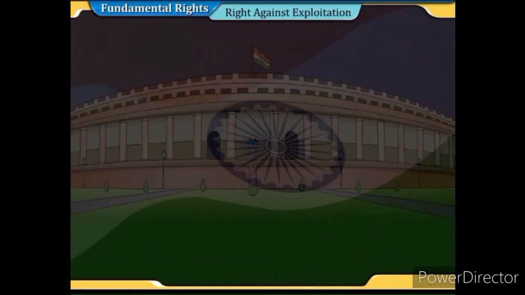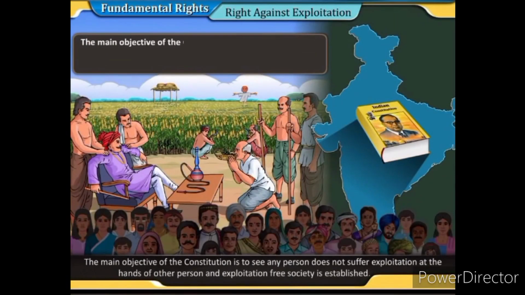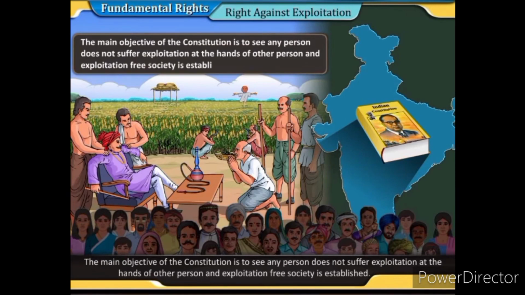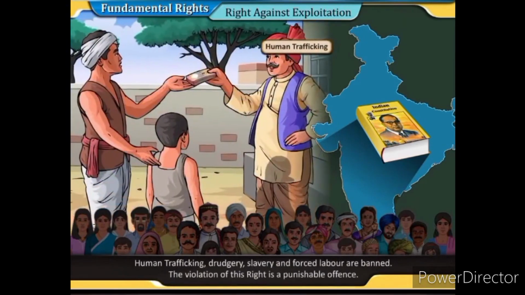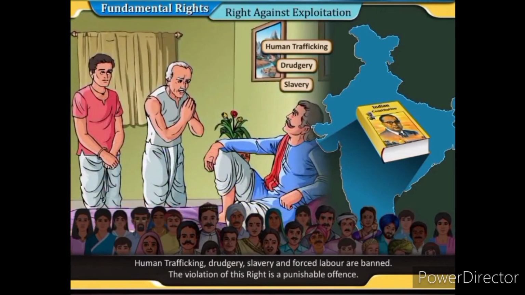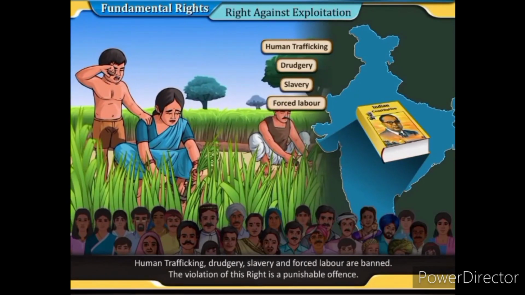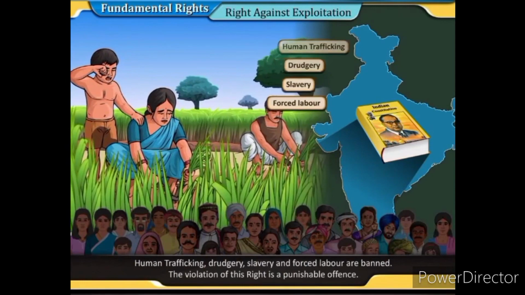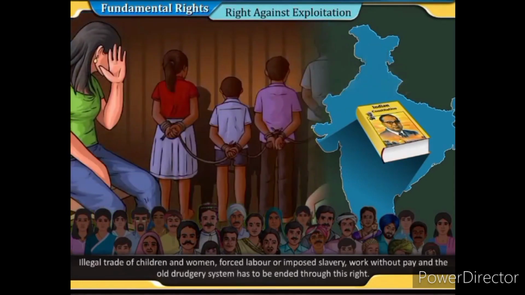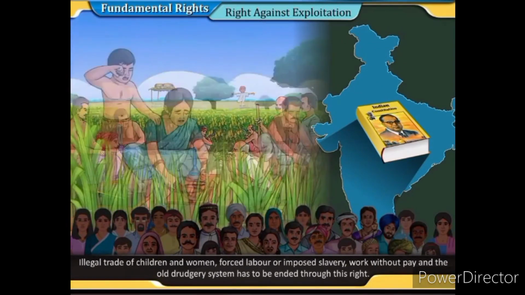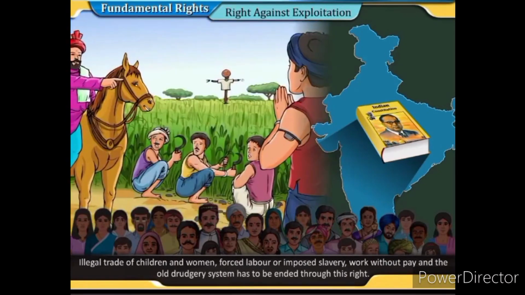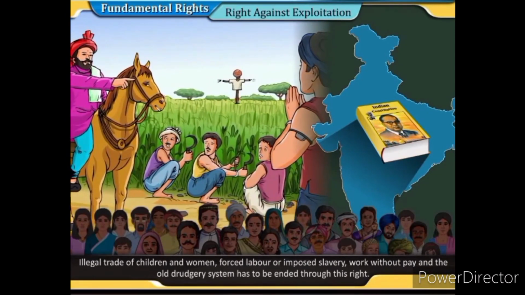Right against exploitation. The main objective of the Constitution is to see that no person suffers exploitation at the hands of another person, and that an exploitation-free society is established. That is the objective of the Constitution through this right. Human trafficking, drudgery, slavery, and forced labor are banned. The violation of this right is a punishable offense. Illegal trade of children and women, forced labor or imposed slavery, work without pay, and the old drudgery system have to be ended through this right.